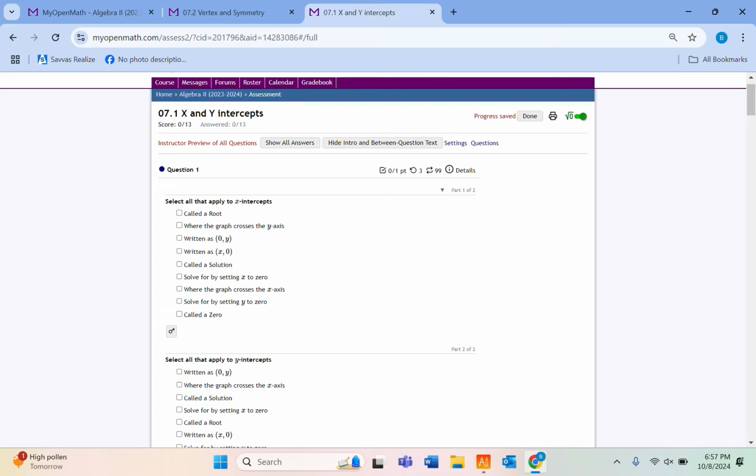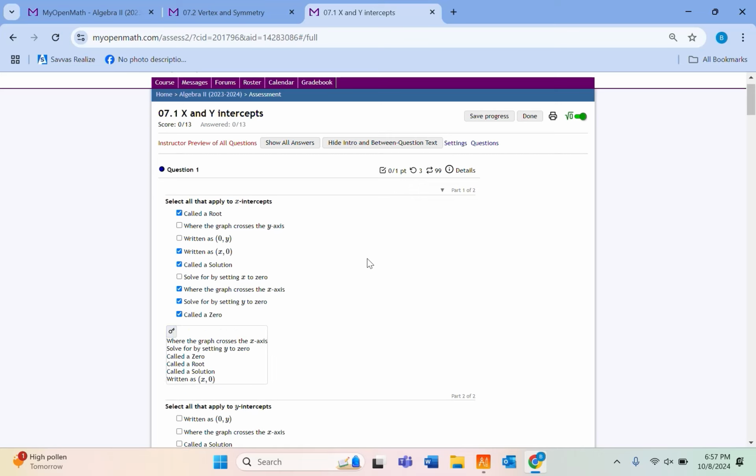So you got this assignment in MyOpenMath. Shouldn't be too bad. Select all that apply to x-intercepts. They are called roots. They are written as x0. They are called a solution. They're not written as 0y. That'd be a y-intercept, right? Y-intercept, setting x to 0, that's y. It's where the graph crosses the x-axis. We solve for setting y to 0. And they're also called zeros.